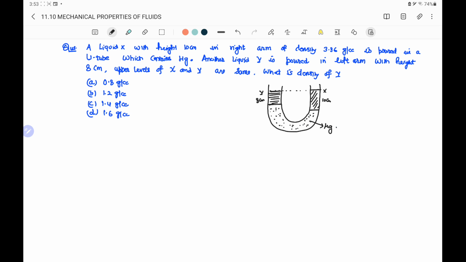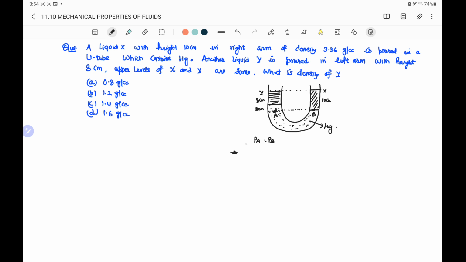So as per Pascal's law, the pressure in the horizontal plane of a liquid is the same. Therefore, we consider one of the planes which is at a depth of 10 centimeter from the surface. So this 2 centimeter is the mercury column, and the pressure at this point A and point B will be the same. So Pa is equal to Pb.